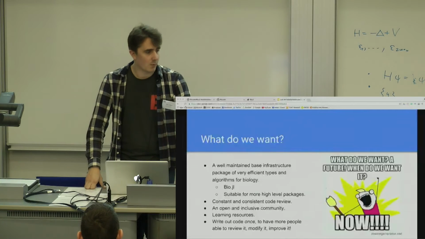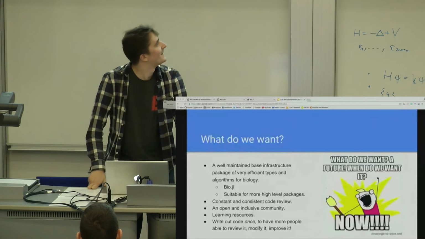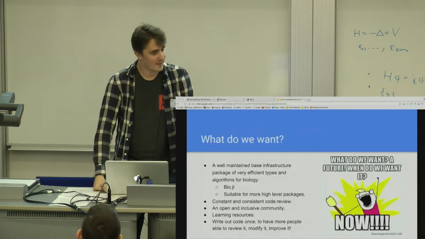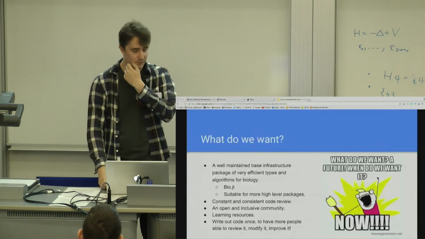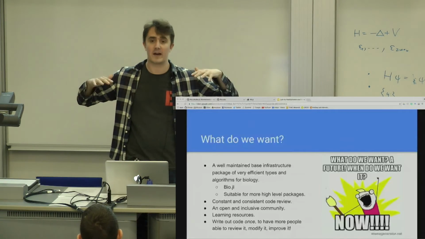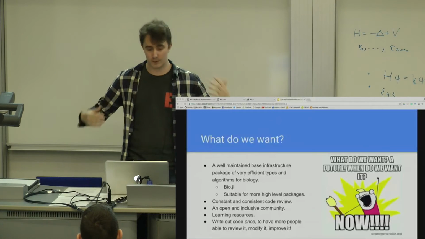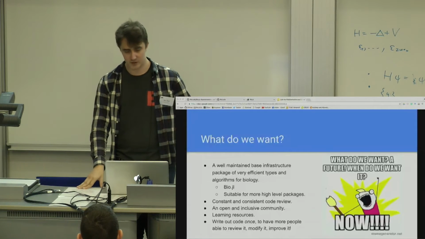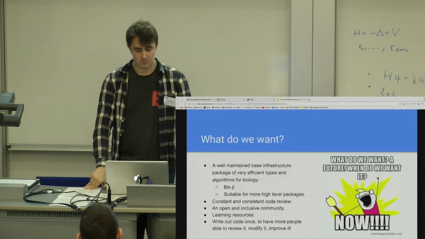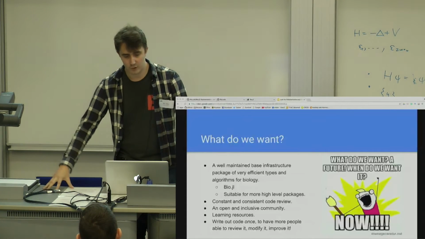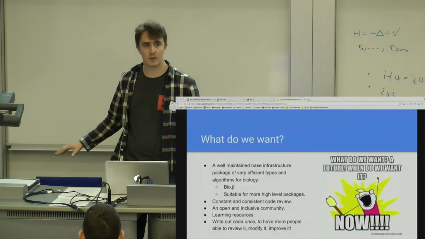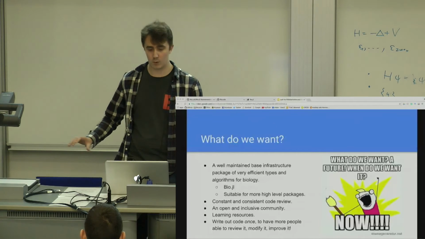So what do we want? We want all the things. We want a well-maintained base infrastructure of very efficient types and algorithms for biology that's suitable for building higher-level packages on top of. A lot of what I do as my PhD and also in my workplace is write programs that can be applied many, many times, like small bioinformatic apps or one-off scripts.